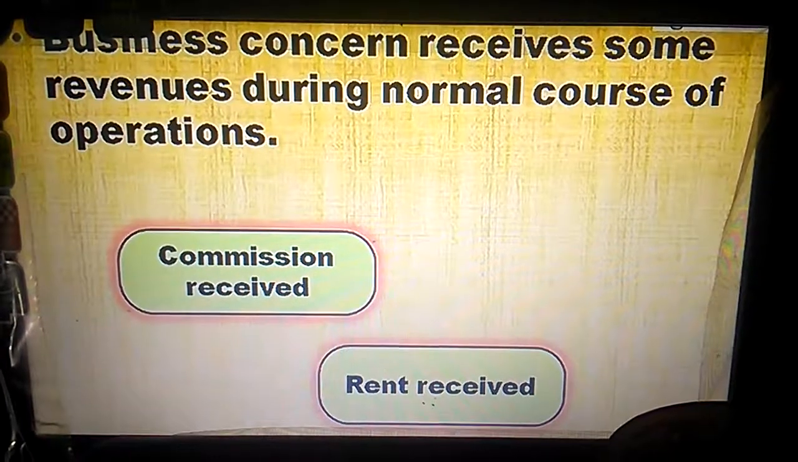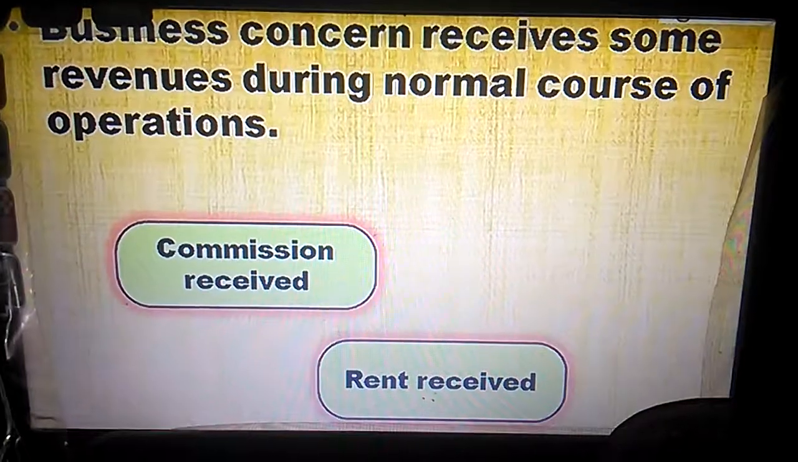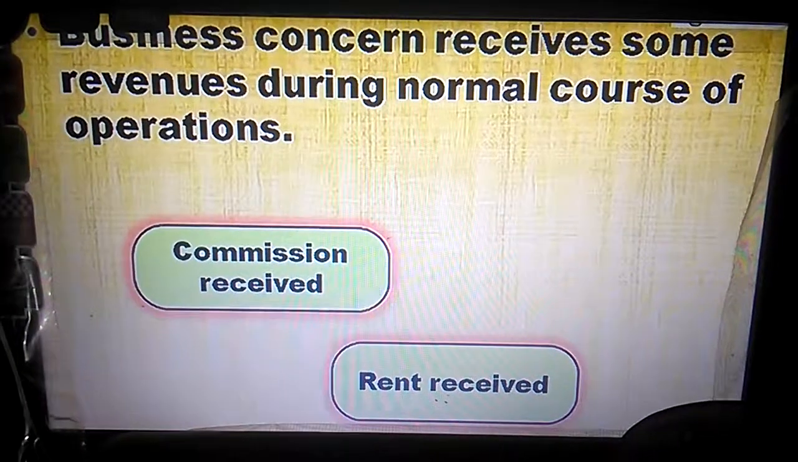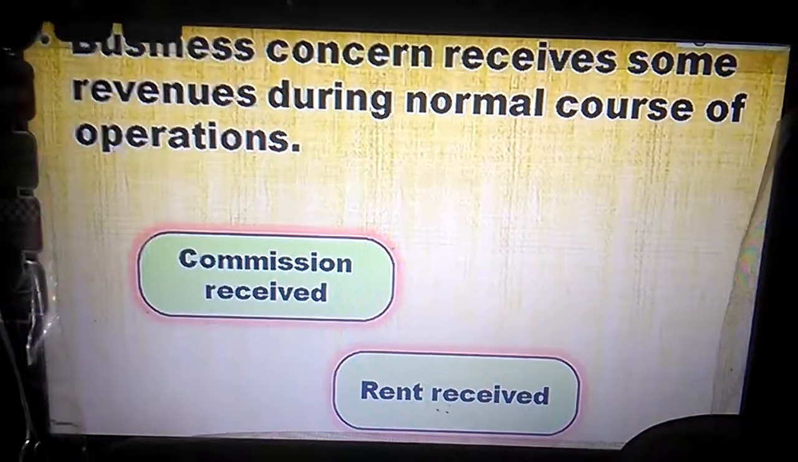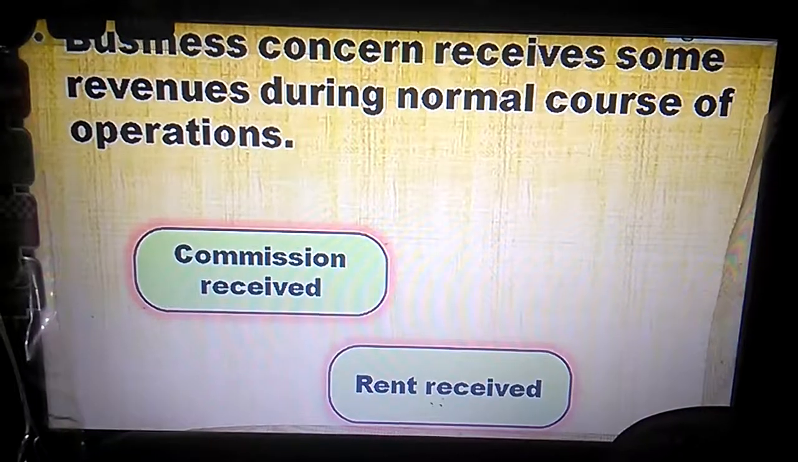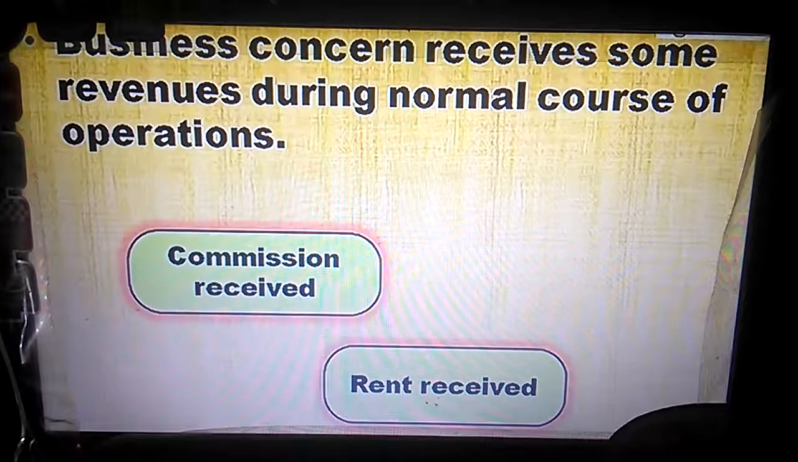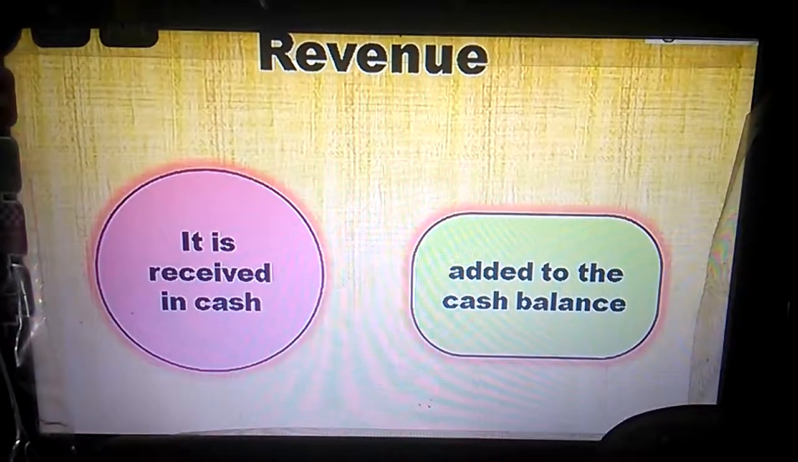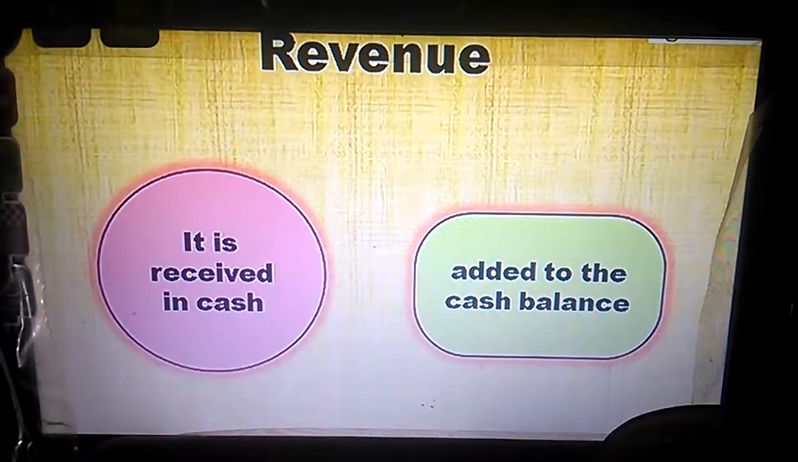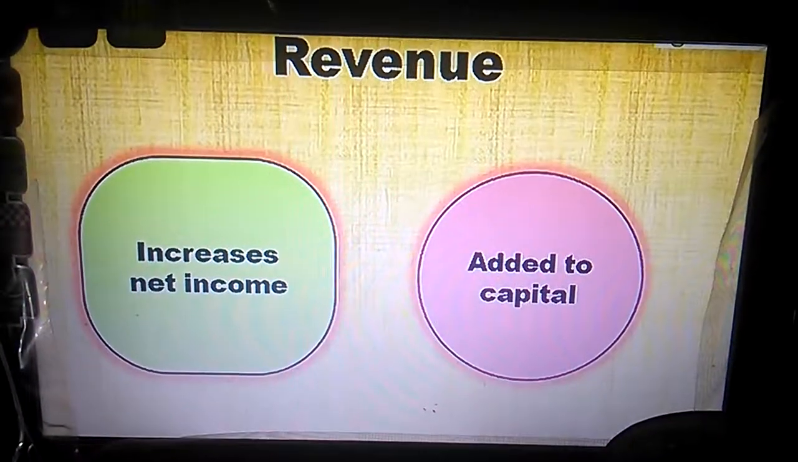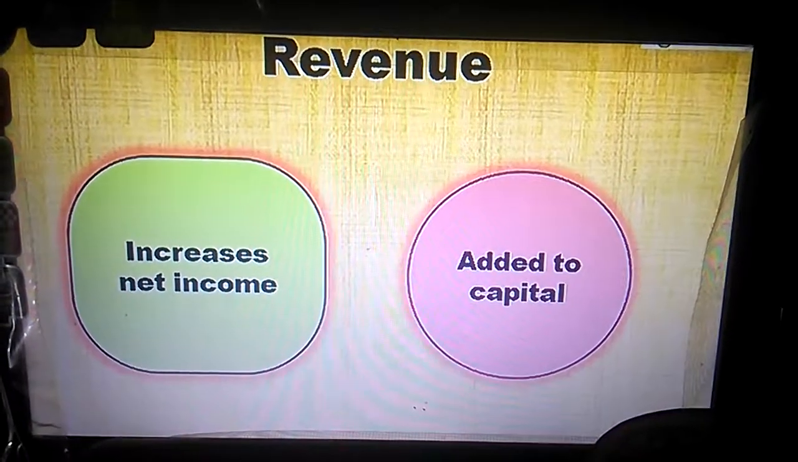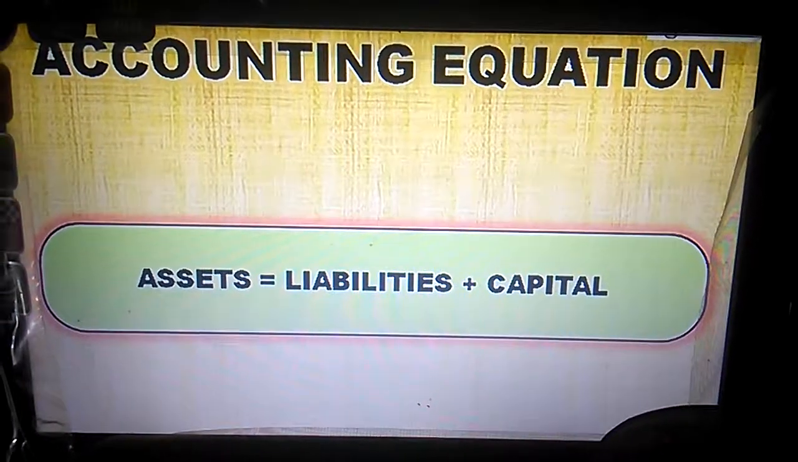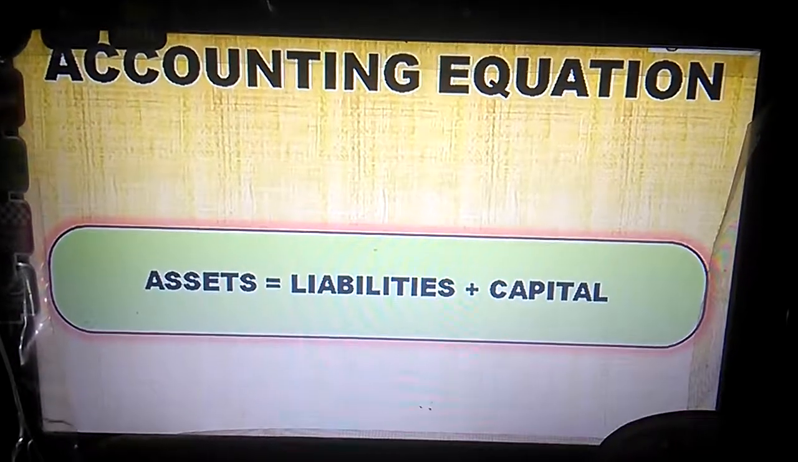A business concern receives some revenue. Just now we have mentioned expenses, so we have to consider revenue also. A business concern receives some revenue during the normal course of operations. Which can be the revenue items? Commission received, rent received, etc. can be revenue items. Revenue is received in cash, so it is added to the cash balance. Revenue increases net income, so it is added to the capital balance. Once again, the accounting equation is expressed: assets equals liabilities plus capital.